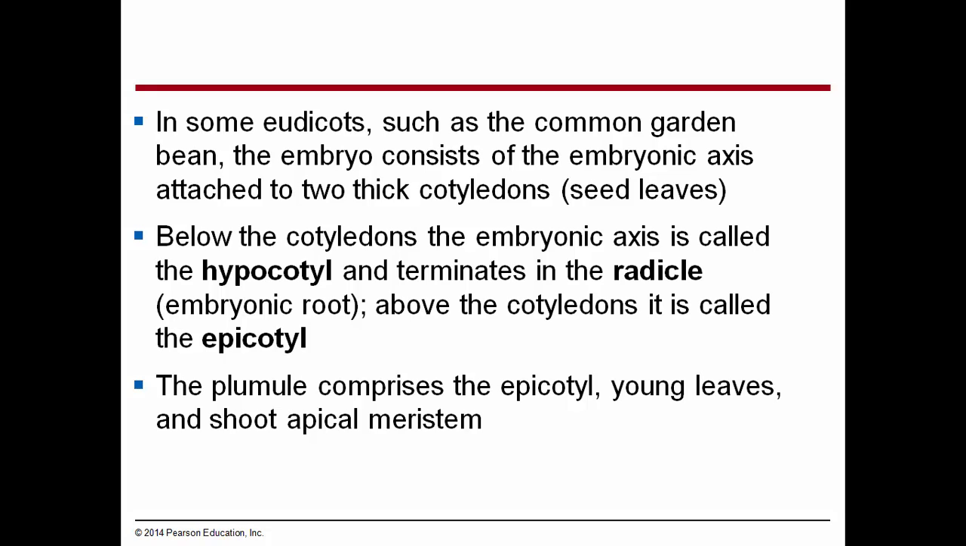In some eudicots, such as the common garden bean, the embryo consists of the embryonic axis attached with two thick cotyledons. Below the cotyledons, the embryonic axis is called the hypocotyl and terminates in the radicle, the embryonic root. Above the cotyledons is called the epicotyl. The plumule comprises the epicotyl, young leaves, and shoot apical meristem.